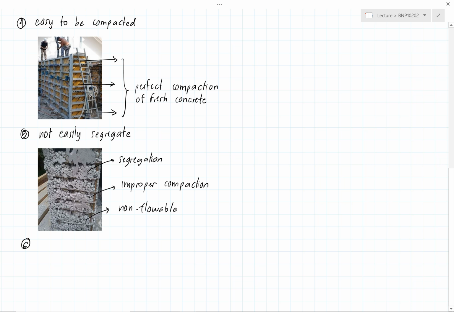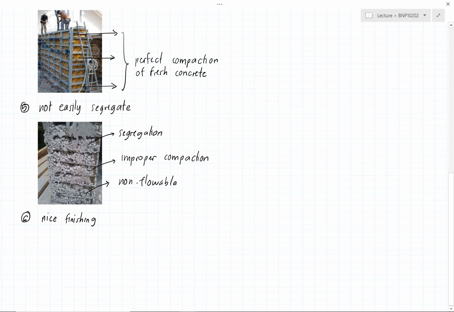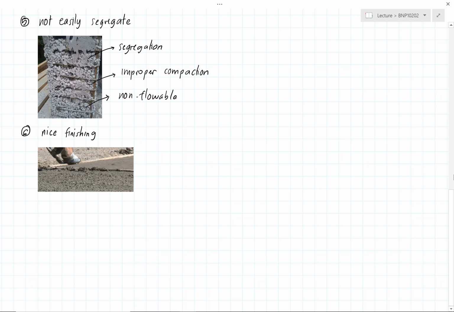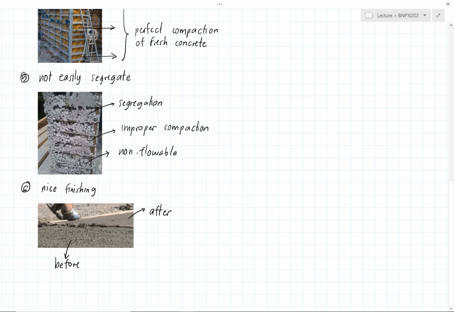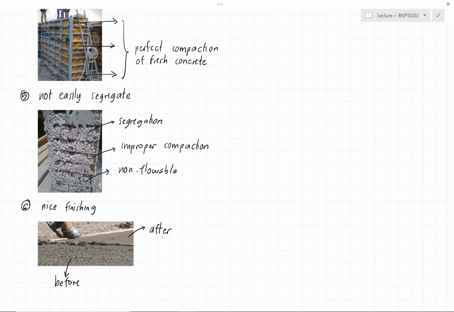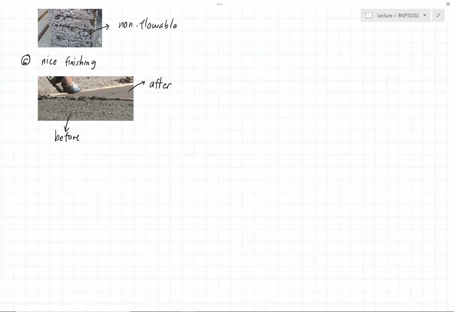The next requirement, your fresh concrete must be able to be finished nicely or perfectly. In this picture, you can see the before and after condition after the finishing activity has been done on the concrete surface. Here is before and here is after. So now you have 1, 2, 3, 4, 5 and 6 requirements. If we want to combine all these requirements into one word, then you can come up with one term that is called workability.